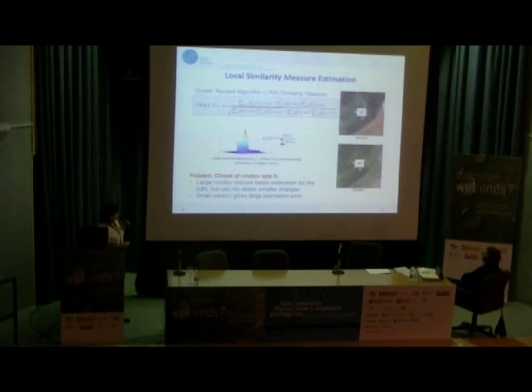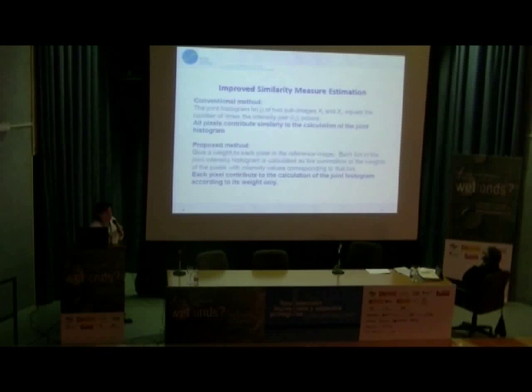And the problem here is the choice of the window. If we choose a small window, we will have large estimation error in the local similarity measure. If we choose to work with a large window, we will have better estimation, but we will lose small changes in the images. So in order to solve this problem, we developed a new algorithm for the calculation of the similarity measure, which by itself can stand alone as a change detection algorithm. The idea is very simple but very effective.